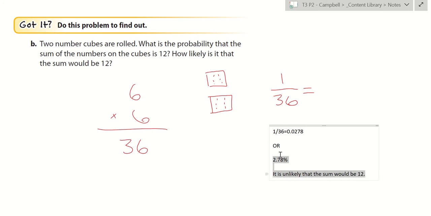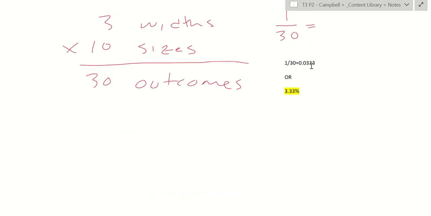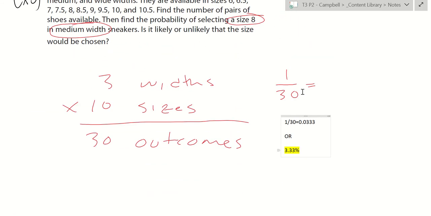And we forgot to do this part on our example 2. We would say 3.33%. It is unlikely that the chosen size and width would be selected.